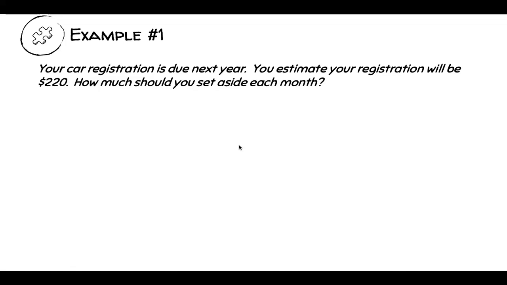So the next example says, your car registration is due next year. You estimate your registration will be $220. That sounds familiar. How much should you set aside each month? Well, you have 12 months to do this, and you know your registration is going to be $220. So let's take your $220 and divide it out by 12 months. When we do that, we get about $18.33 per month. And that doesn't sound like a lot. In fact, it's not really, right? Under $20 a month to take care of your car registration for the year.